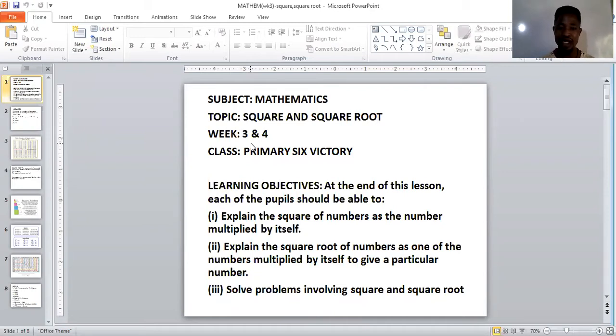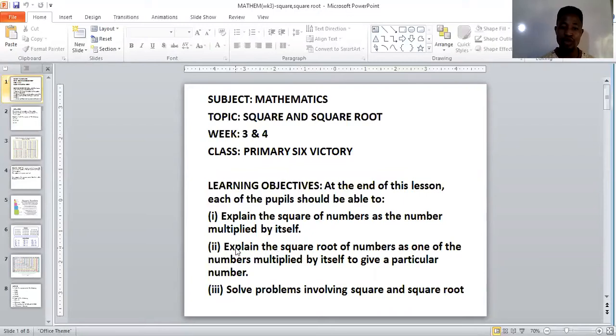Now, before we proceed in the lesson, there are very important things you should know. That is why we have our learning objectives, which are the things that you're expected to know at the end of this lesson. Number 1, you should be able to explain the square of numbers as the number multiplied by itself. You'll be able to explain that the square of a particular number is the product or the answer of the particular number having multiplied itself. I hope you get what I'm trying to say. You will understand better.